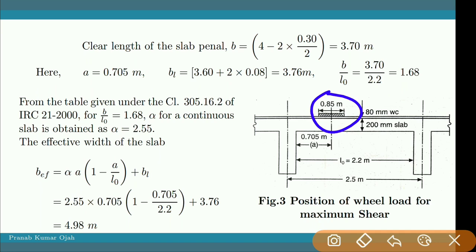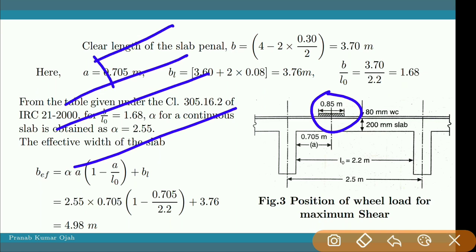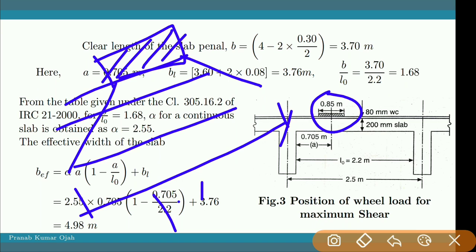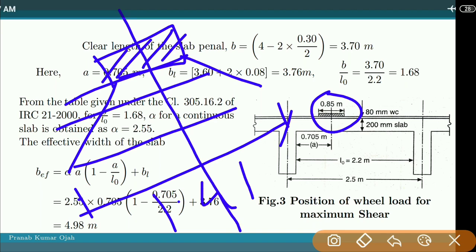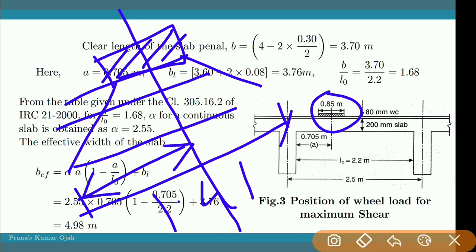See, after the dispersion of the wheel, this is the wheel, and after the dispersion it covers a total distance of 1.41. So to get the maximum shear force, I should place the wheel such that the center of the wheel is at a distance of half of 1.41, that is 1.41 by 2, from the support. Because if I place the wheel over the support, after the dispersion, the dispersed width will be away from the support, which is not possible. So I will place the wheel such that, after the dispersion, one corner of the dispersed dimension touches the support. So after the dispersion, it will be like this.